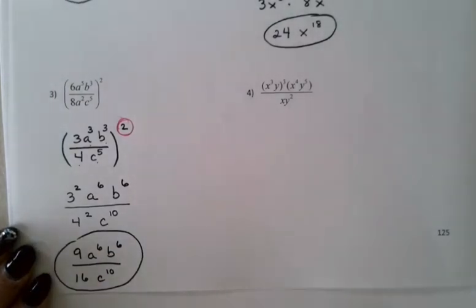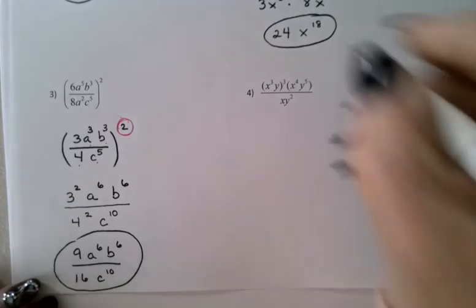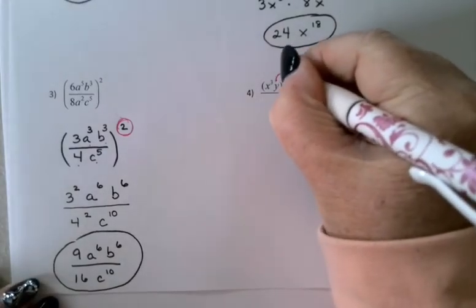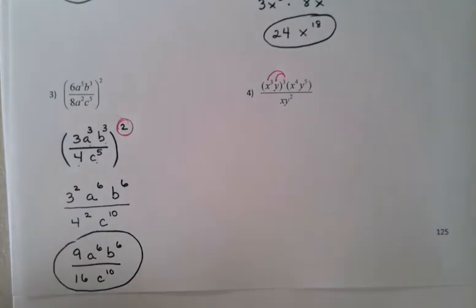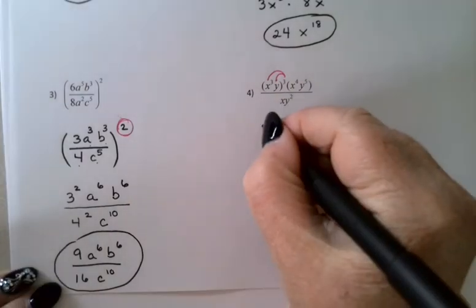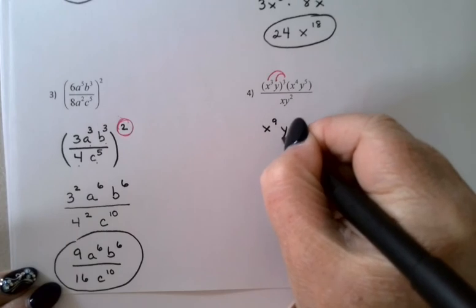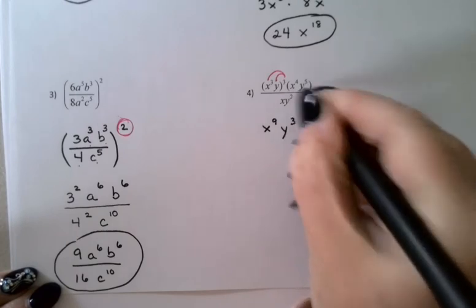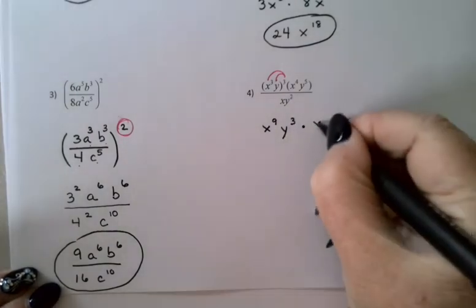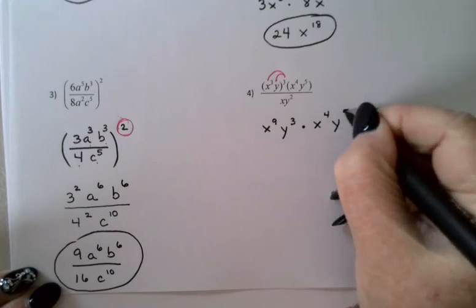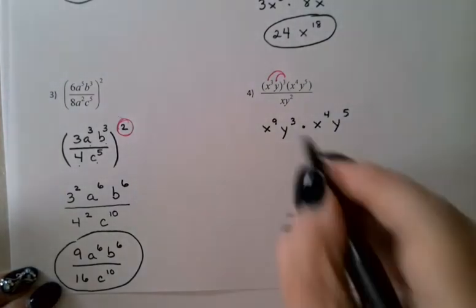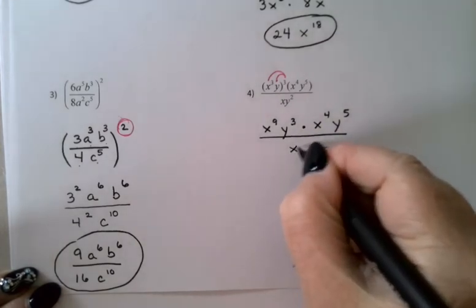All right, one more example of these. Looking at number 4, I don't see inside the parentheses that there's anything that could be done. So I'm going to start right out by saying, let's remove the parentheses. This 3 can be applied to both factors. So I'll get x to the 9th, y to the 3rd, times x to the 4th, y to the 5th. I don't have to change anything there. There was no exponent outside those parentheses. Over xy squared.